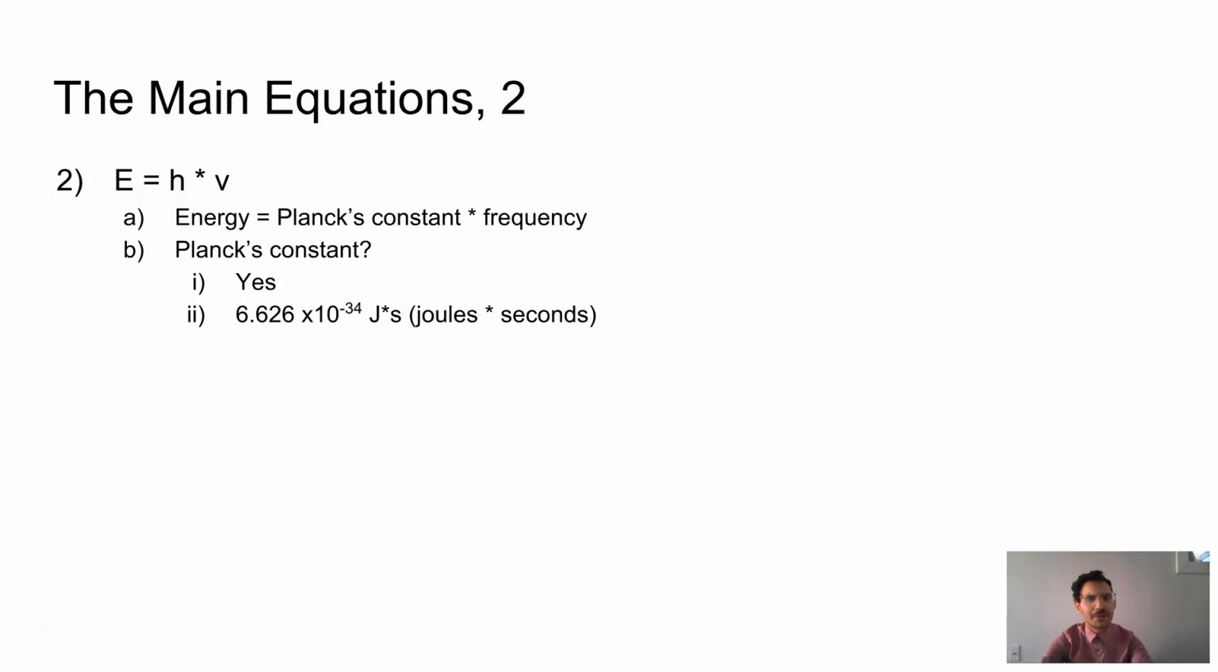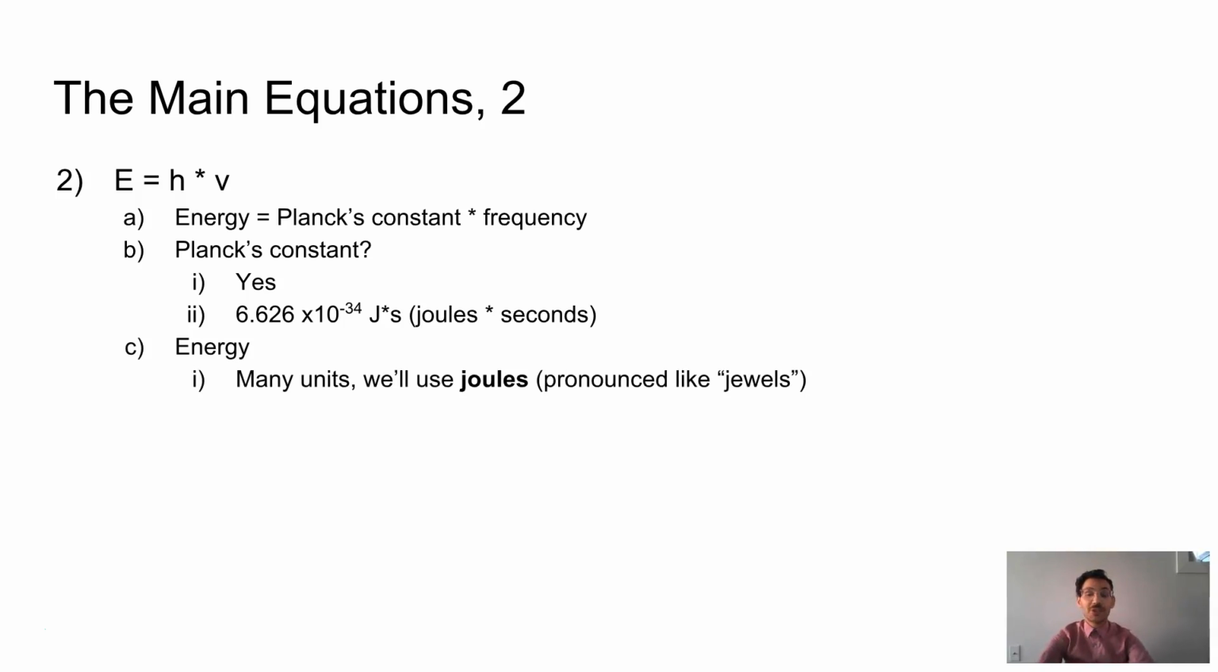It's kind of got interesting units. It's got units of joules times seconds, and it is this really tiny number, times 10 to the negative 34th, very small number. So energy, when we talk about this, we're mainly going to be talking about energy measured in joules. That is pronounced like jewels, the precious jewels, which I might wear around my neck if I were, I don't know, some dude who wore jewels. But it's spelled a little bit differently.